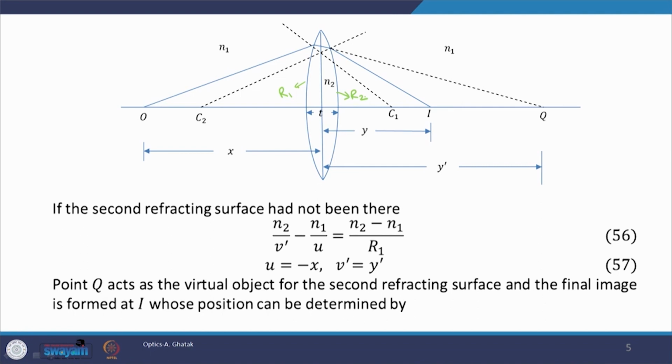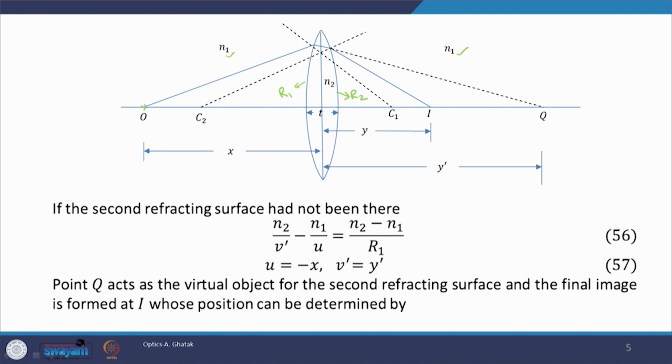Therefore, the refractive index of the lens is n2, and this lens is kept in a medium of refractive index n1. Both on the left and right hand side of this lens, we have the same medium, and therefore the refractive index on both sides is n1. The axis of this lens is the line OQ, and at point O we have a point object.